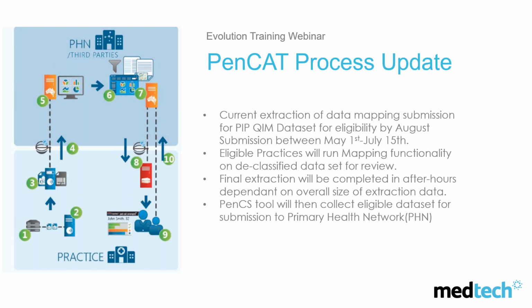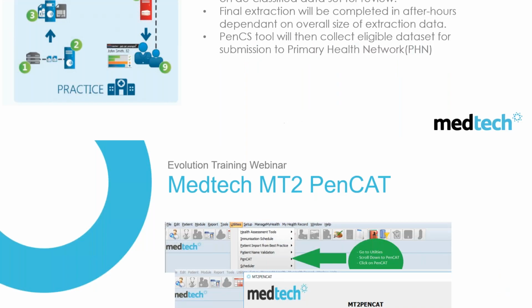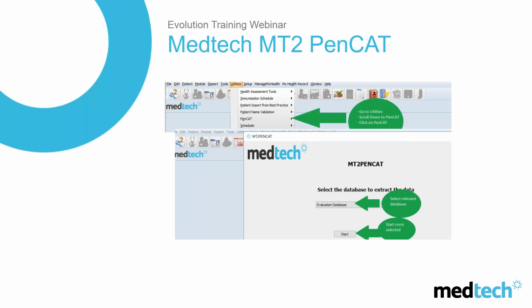So the general process is, we've got a time frame from the 1st to the 15th of July to get the submission in. First phase is that we get the mapping correct. Then run the extraction within Medtech for the proportion of data that we need after the time frame, run the collection within the Cat4 PenCS tool, and then submit to the Primary Health Network with a fair understanding of what they're specifically looking for. This is more just a breakdown, and we'll go into more detail.